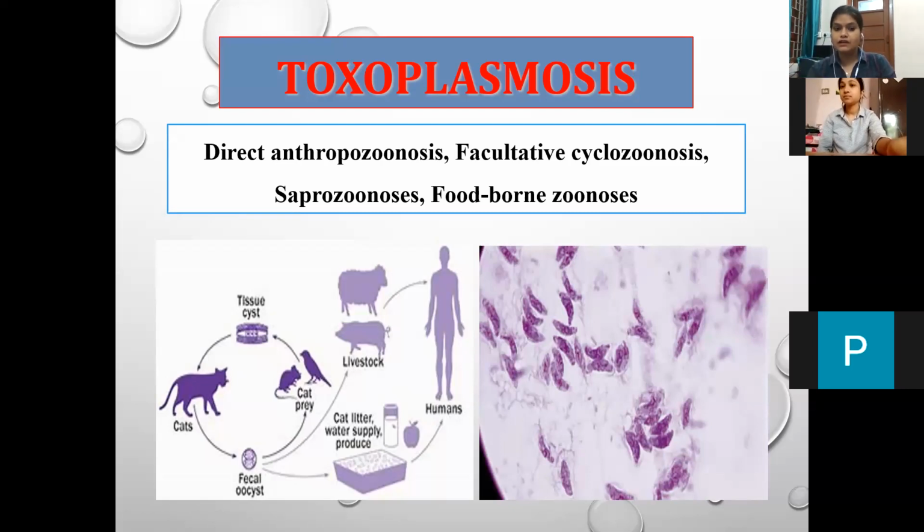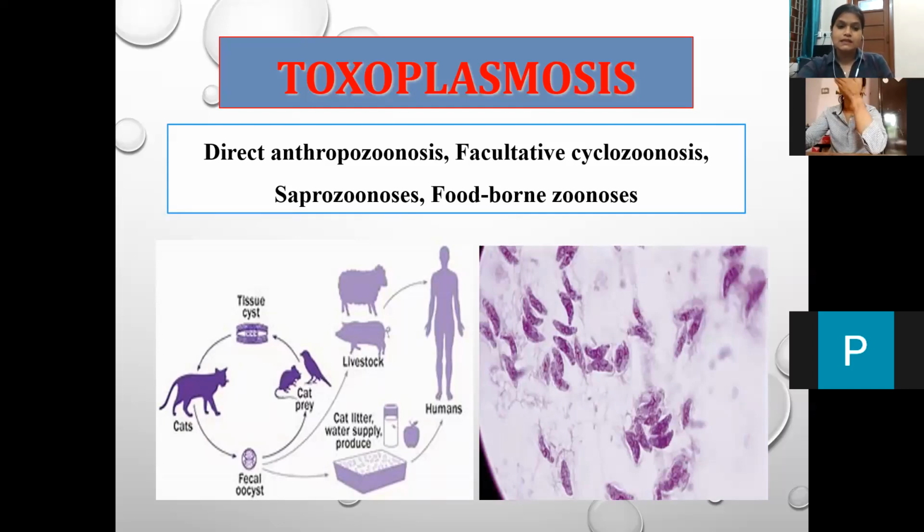For example, it can be categorized under direct anthropozoonosis, because here the definitive host of the disease is the cat. That is considered the complete host. Complete host means it doesn't require an intermediate host for completion of the life cycle, but accidentally other animals, more than 20 mammalian species like small rodents, including man, or sheep, cattle, goat, are involved in the life cycle. They aren't required for completion of the life cycle, but sometimes they are involved accidentally.